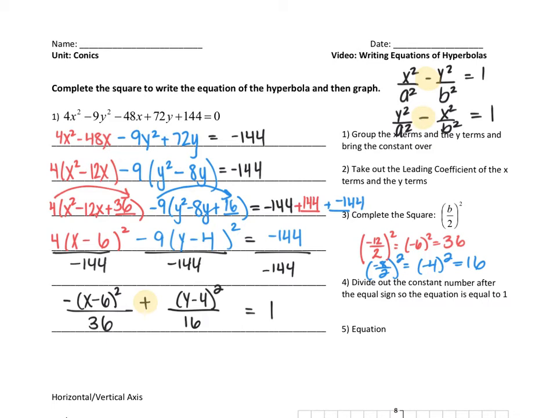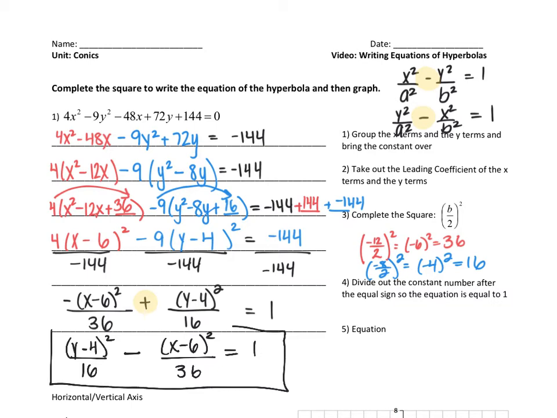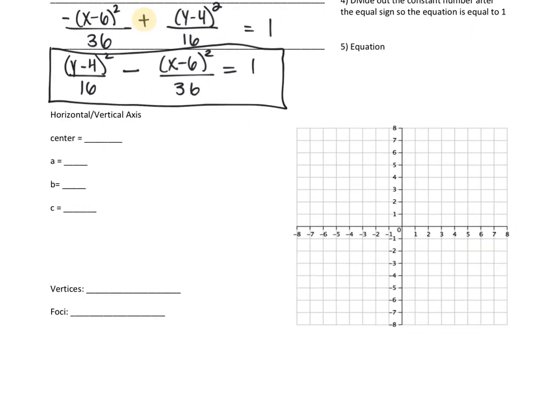So all I'm going to do is just a little bit of rearranging. I'm just going to write this with the y first. So y minus 4 squared over 16 minus x minus 6 squared over 36 equals a positive 1. And that is my equation. And that falls under the correct categories. We have a minus sign, and we have a y squared that comes first. We have an equal to 1. Everything's perfect here. So now that we have an equation, I'd like to graph this thing.